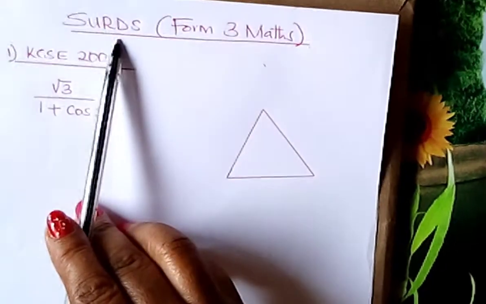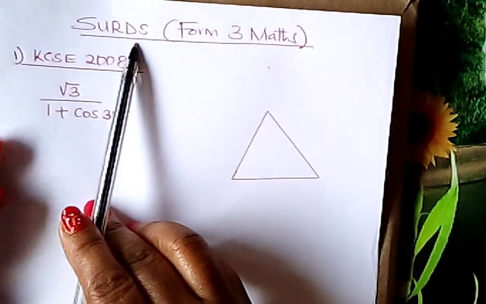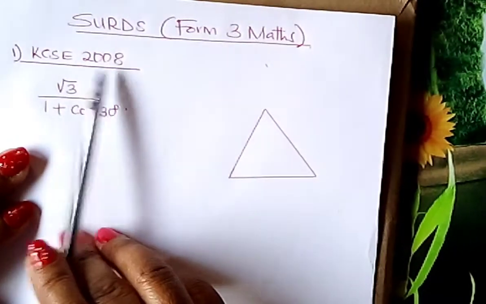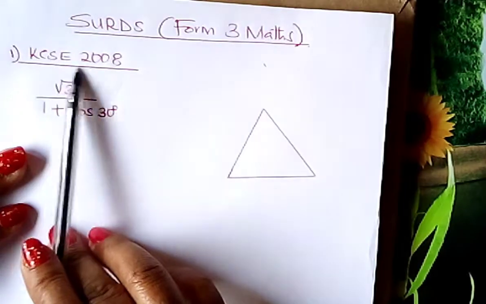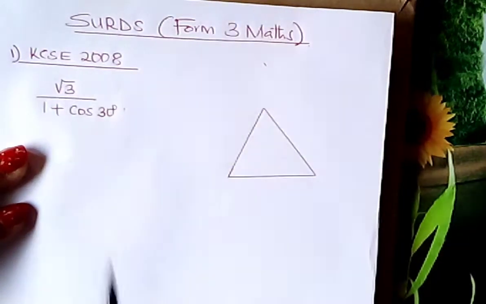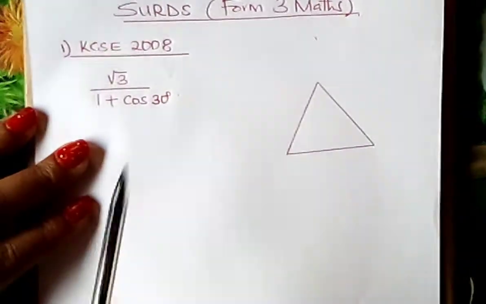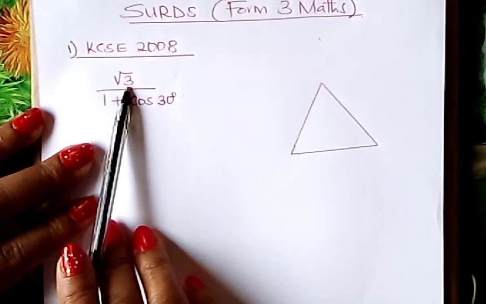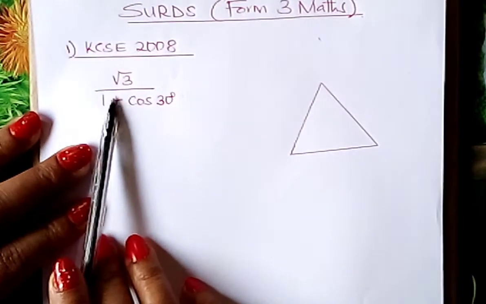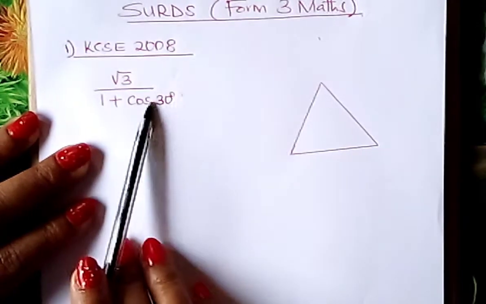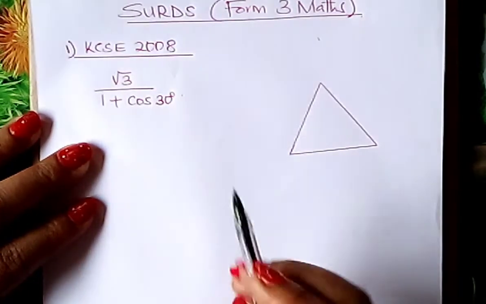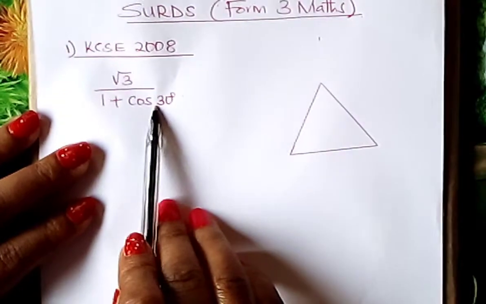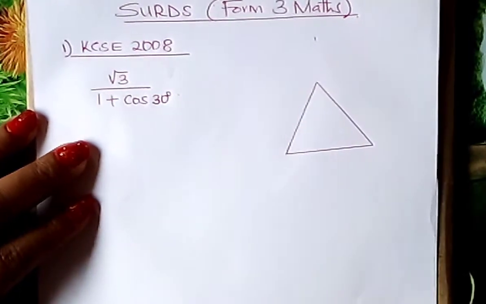I would like us to look at Surds, just a problem here on Surds. It was tested in year 2008 in KCSE. So you are told, without using mathematical tables or calculators, you are meant to simplify this. So how do you go about that, learner?